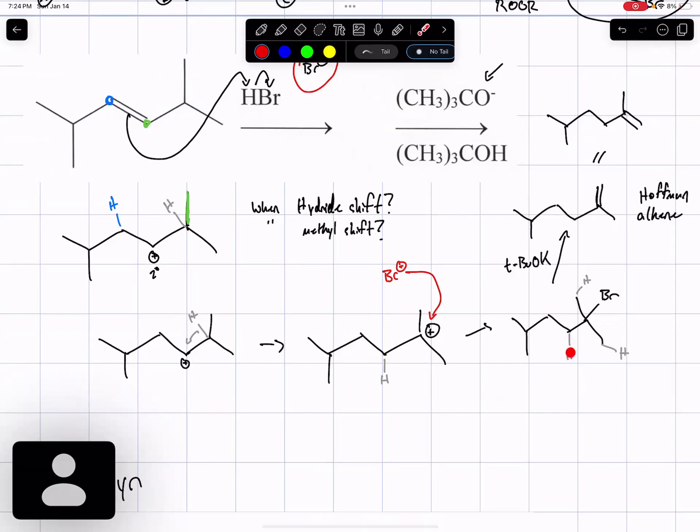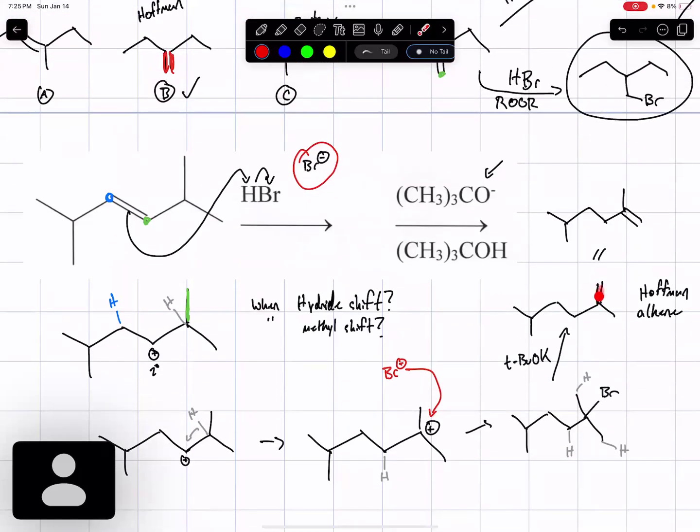But if we pulled off this hydrogen in an E2 elimination, the product would give us a Zaitsev alkene here. We don't want the Zaitsev alkene. We want the Hofmann alkene. So we either pull from here or here, but we notice that these things are symmetrical, and so it doesn't matter because it produces the same alkene. Okay?